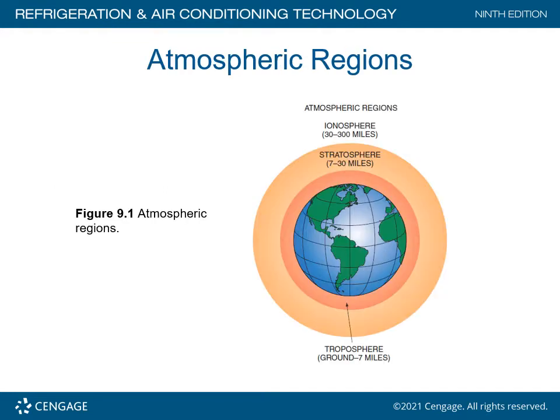If you look at this picture here, basically it shows the atmospheric regions of our Earth. The stratospheric region exists 7 to 30 miles up. The area that we are located in is the tropospheric region, basically from ground zero up to 7 miles up. And then the ionosphere is 30 to 300 miles up. And then, of course, we have space after that.